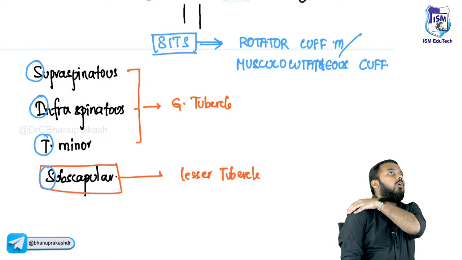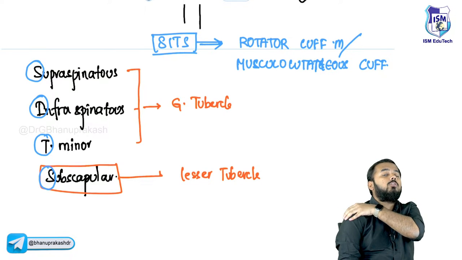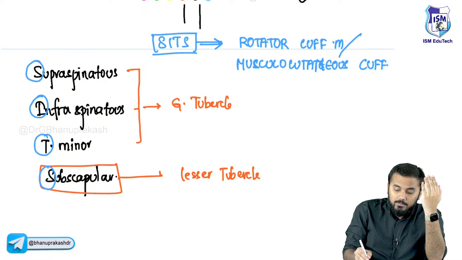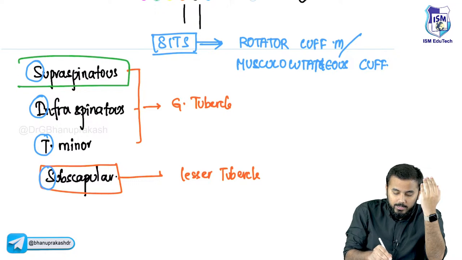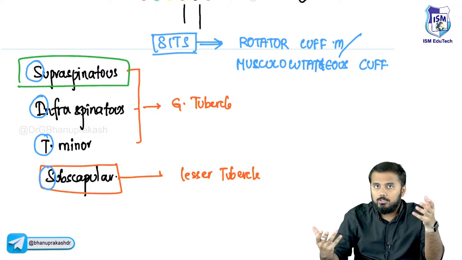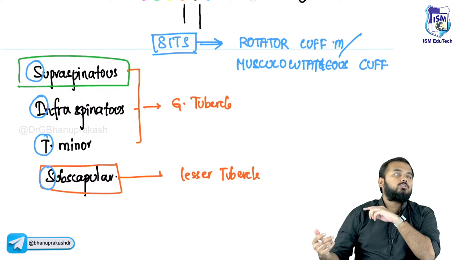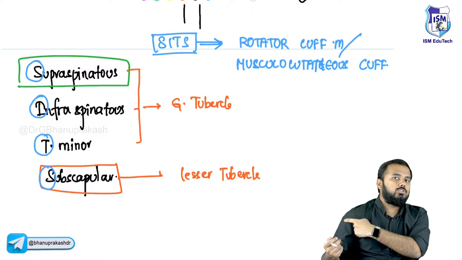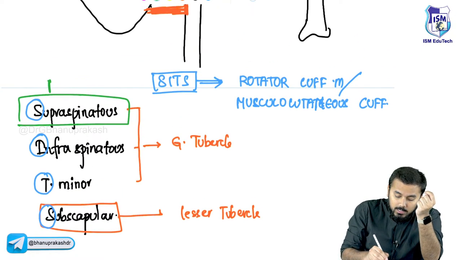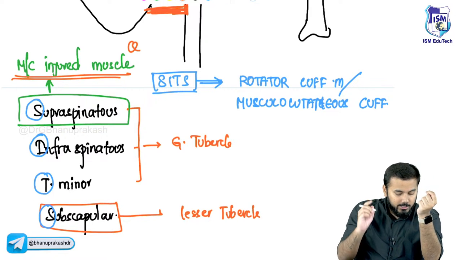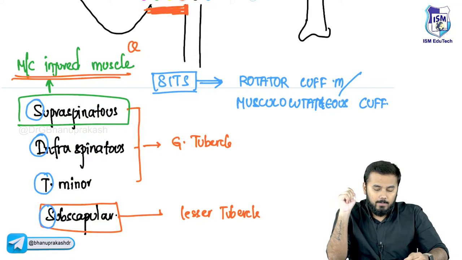But by the way, out of the four rotator cuff muscles, which is on the top? The muscle which is on the complete top is your supraspinatus. Anything which is on the top, anything which is superficial, is most commonly injured. Yes or no? So the muscle that is passing like this on the top, which I'm showing with my finger here, is your supraspinatus. So supraspinatus is the most commonly injured muscle. This is a very, very important question. The most commonly injured muscle is supraspinatus.